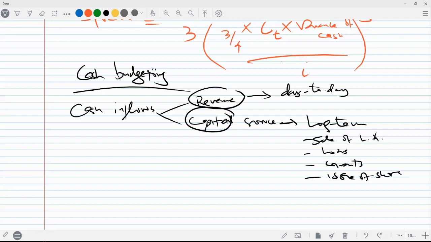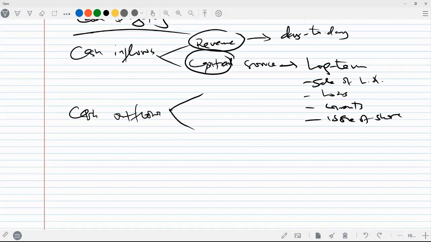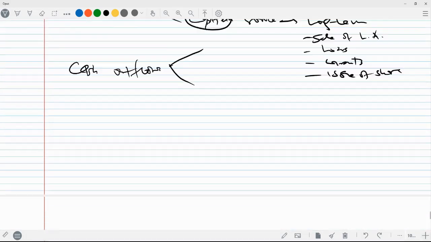Okay, and of course the same applies in case we quantify the cash outflows. We don't make a distinction whether they are revenue or capital in nature. When preparing the budget, of course, the budget will be as follows, a very simple way of trying to prepare the budget.